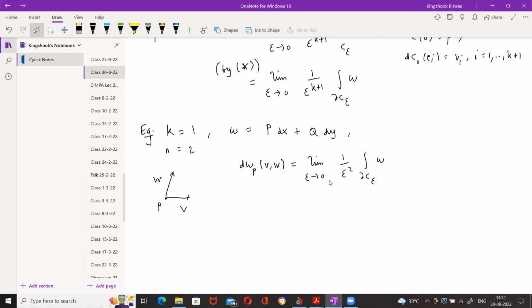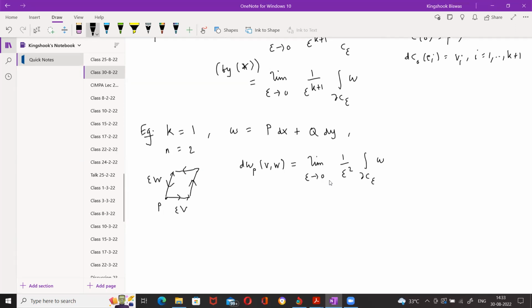So here that will be basically taking a parallelogram with sides epsilon v and epsilon w. And then I integrate over the boundary of this, and I divide by epsilon squared and I let epsilon tend to 0. That will give me d omega of v, w, right? Yes? Okay.